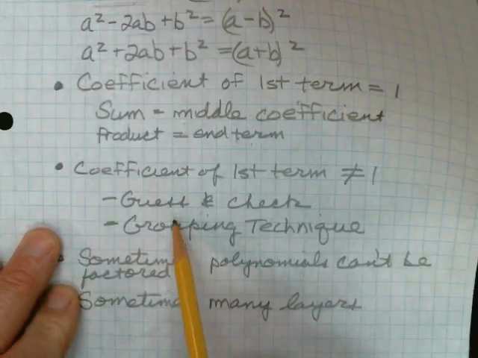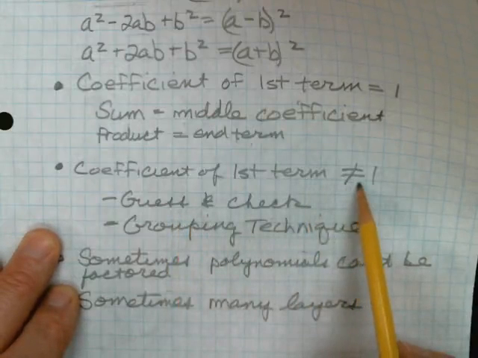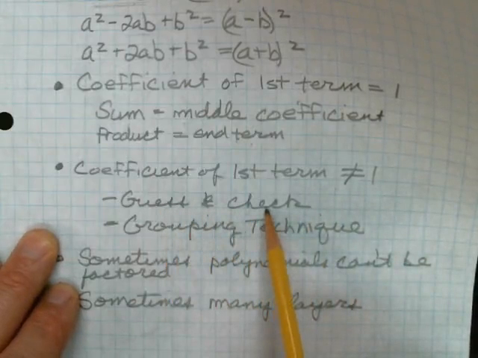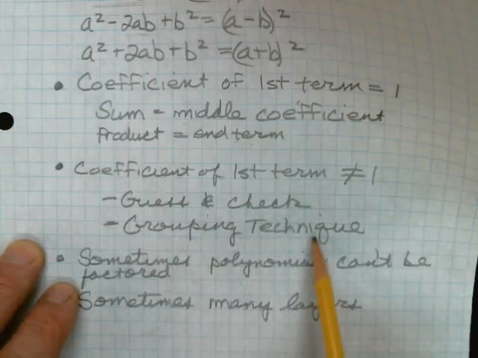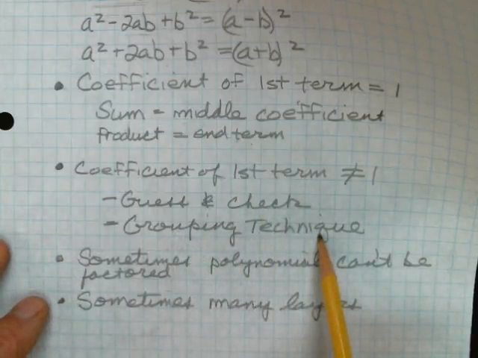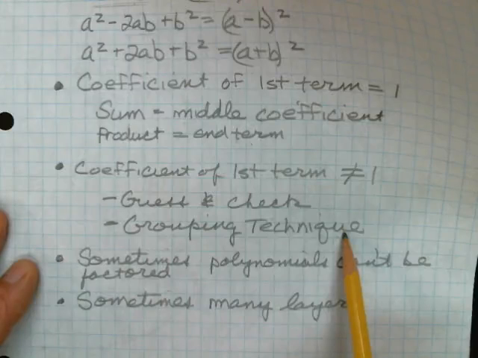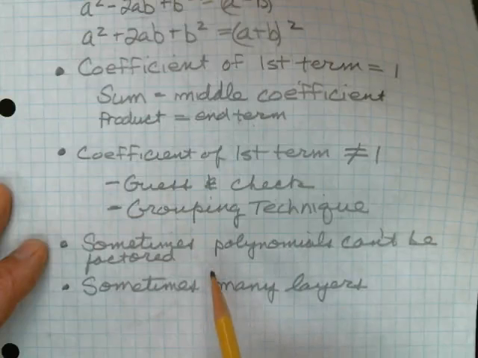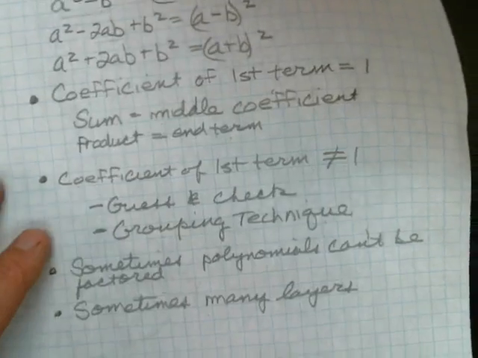And if you get a coefficient of the first term that's greater than 1, then you could try guess and check if there's not too many factors. If not, use the grouping technique which we've talked about, and you should practice that a lot. It's really a powerful technique, although there is more work on the front end of remembering how to do that technique. Finally, remember that some polynomials can't be factored, and remember that sometimes there are many layers of this, so be sure that you have completely factored it. So with that, we'll end this video.